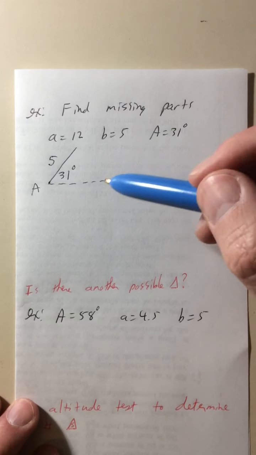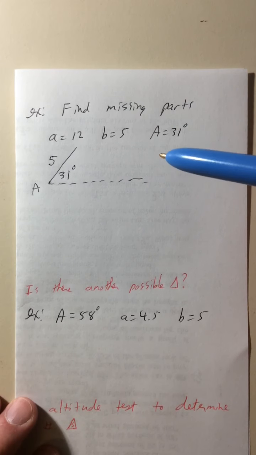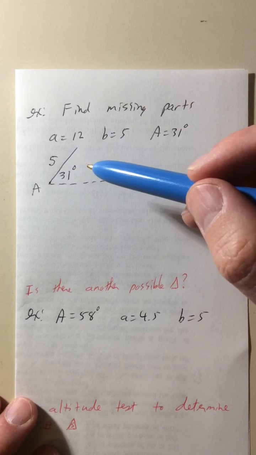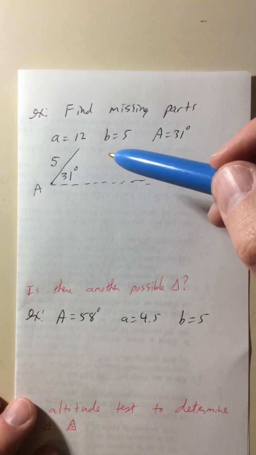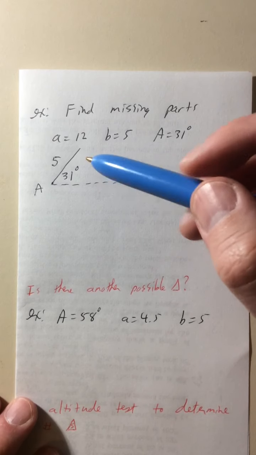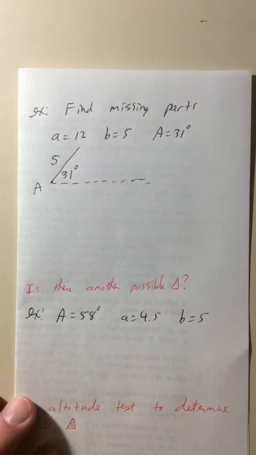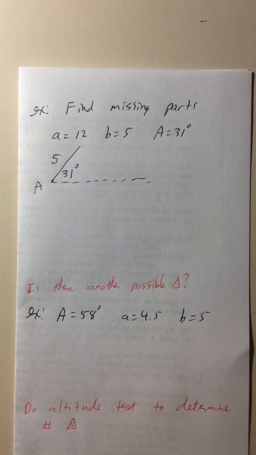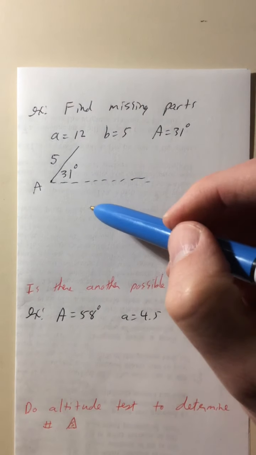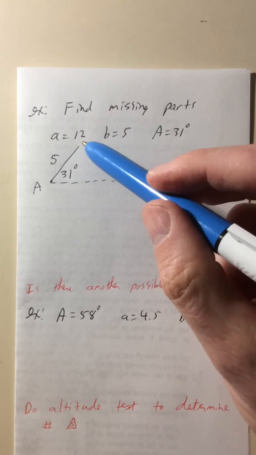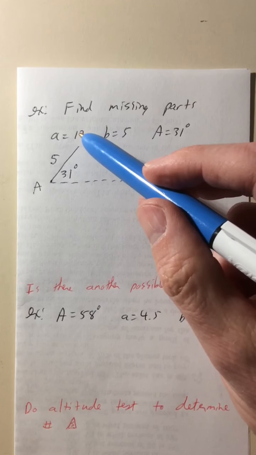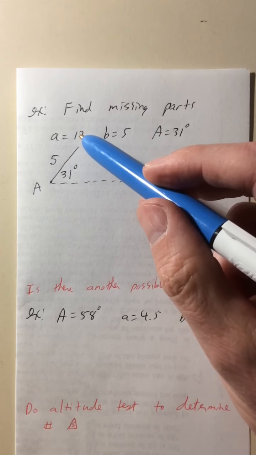So first of all, we need to find out whether we have any triangles at all. We need to do the altitude test. So we're going to do the sine of 31 times 5, and that'll tell us the height there. So 5 times the sine of 31 equals 2.58. And it says here that A is 12, and that's clearly longer than 2.58, so we know we have at least one triangle.